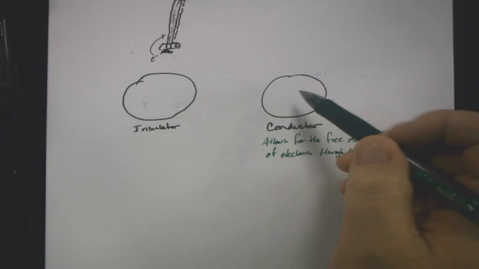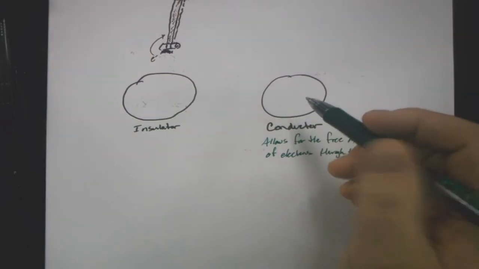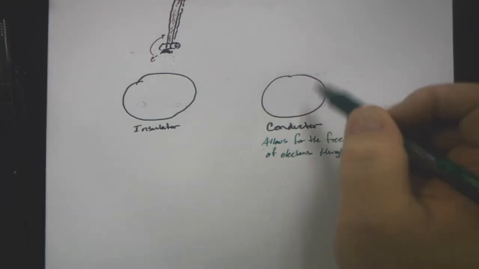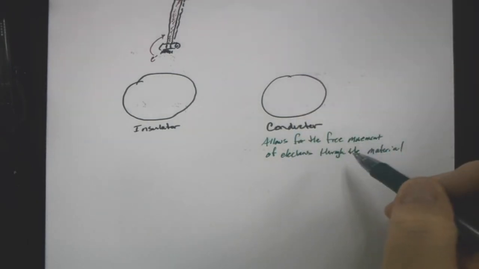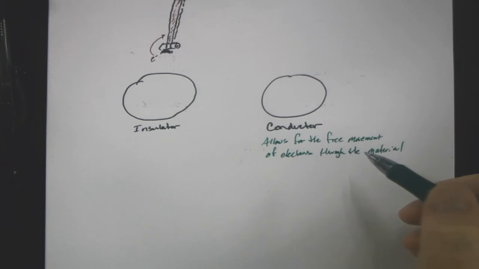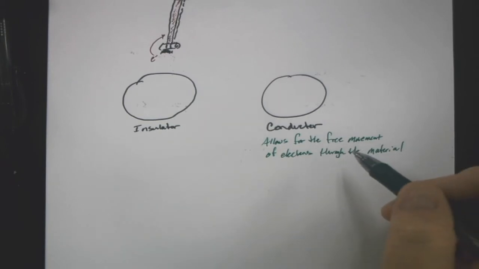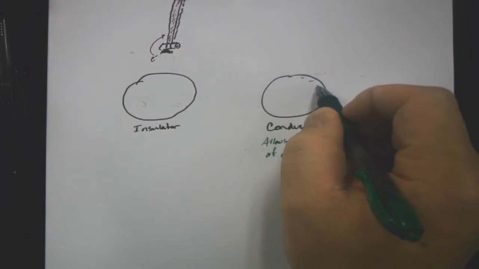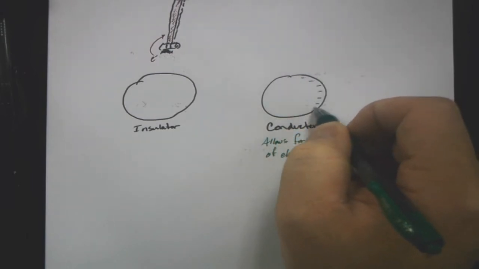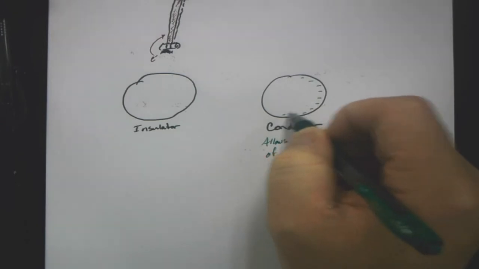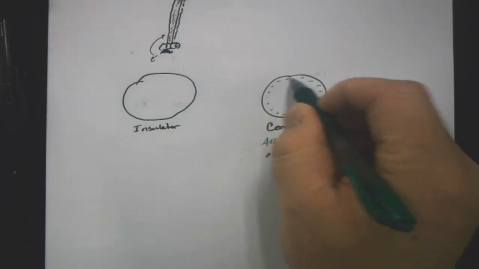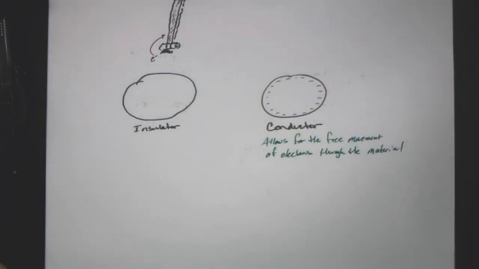That if we get a charge on a conductor, in particular if we get a negative charge or a positive charge on a conductor, because electrons are free to move, and like charges repel each other, what naturally happens is that we will get an even distribution of charge on the surface of our conductor, wherever it is.